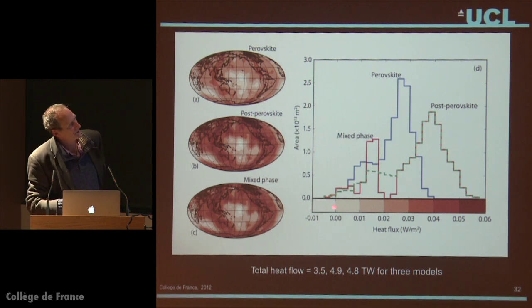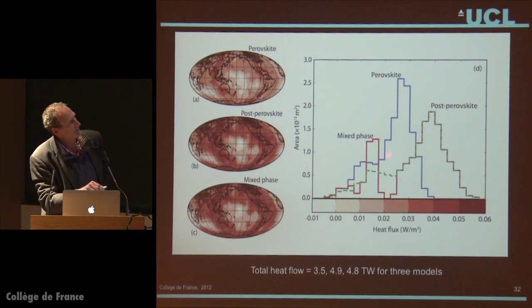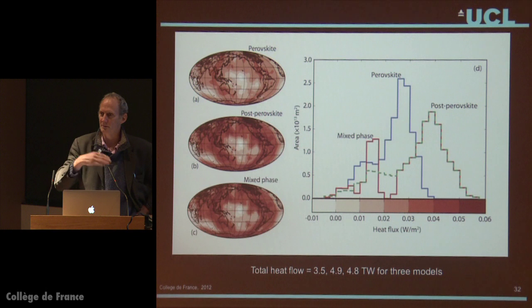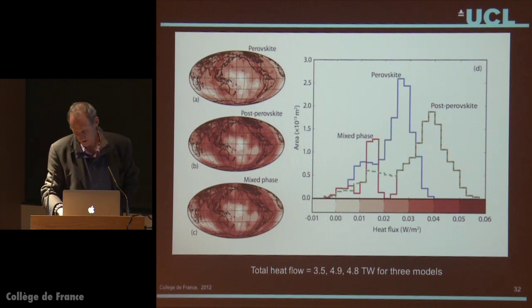You get a slightly different histogram of heat flow in various areas. So the perovskite has this type of histogram where most of the area has about this sort of heat flow or heat flux, whereas where you have a mixed phase, you have areas with higher heat flow and those with lower heat flow, depending on whether you've got perovskite or post-perovskite coming out of the core. So this could be potentially interesting.